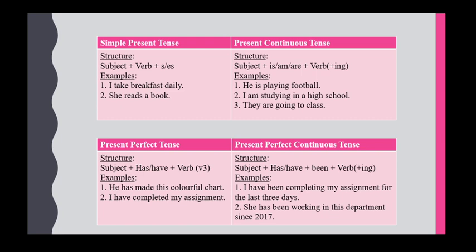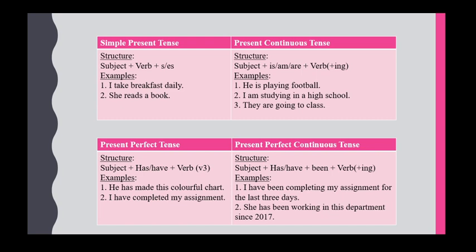See in the second example, you can see it very easily. She reads a book. She is a singular pronoun, so I am adding s to the verb read. That becomes reads. She reads a book. Okay, let's move to the next one, that is present continuous tense. Subject plus is, am or are plus verb plus ing.